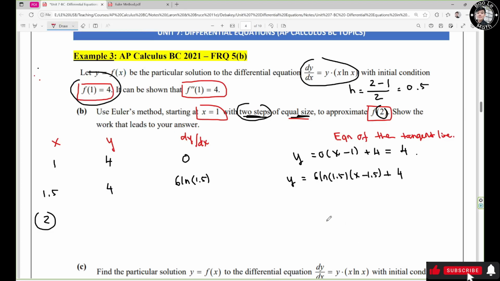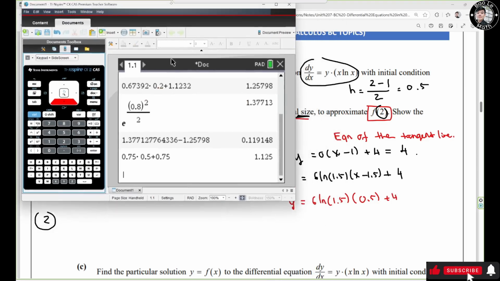So it's going to be y equals 6 times natural log of 1.5 times 2 subtract 1.5, which means 0.5, right? Plus 4, right? So I'm going to bring up the calculator. So I have 6 times 0.5, right? Times natural log of 1.5.